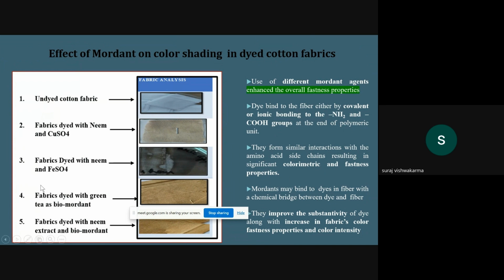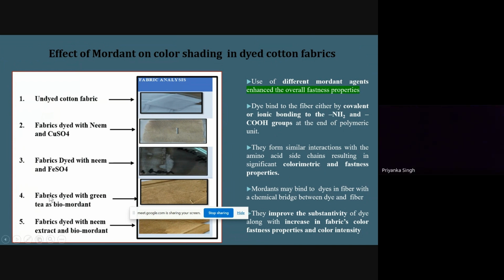First, we have taken this cotton fabric and directly treated it with the green tea as a biomordant. In this case, we have got a very uniform brownish-like structure. And then we have mixed this biomordant with the neem extract, and then we have treated the fabric. And here also we have seen a very good result as compared to the green biomordant.